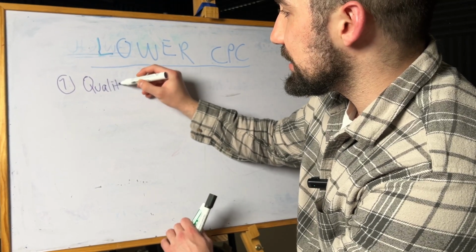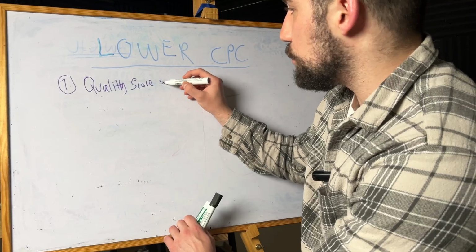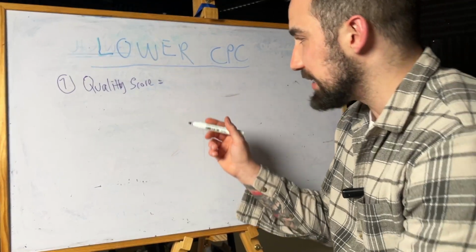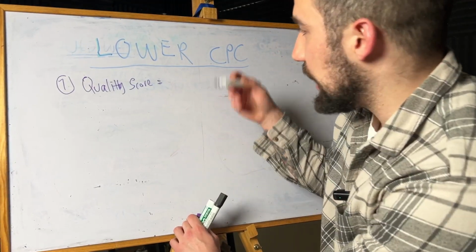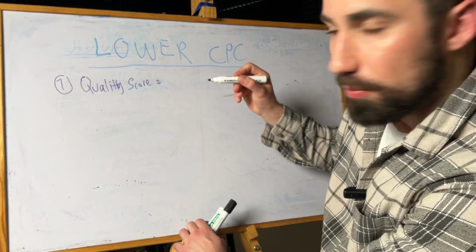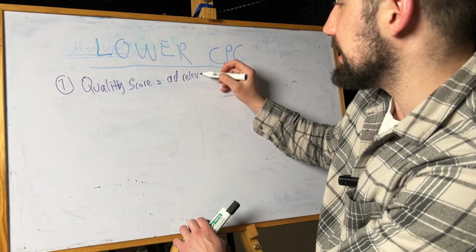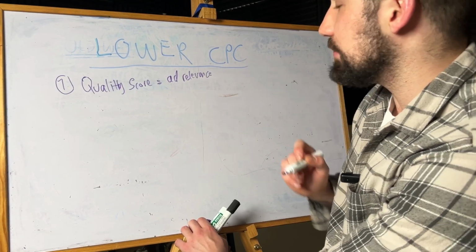Quality score is really important. Quality score, guys, is a formula that Google uses, which is also multiplied by your bid, how much you pay for that keyword. And the quality score has a formula. There are contributing factors to that formula. Number one is ad relevance. How relevant is your ad?